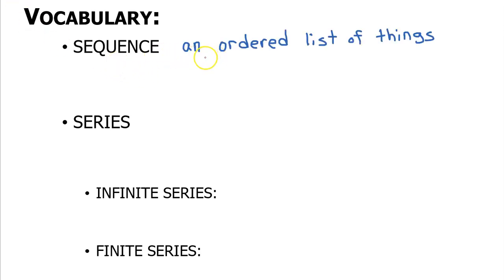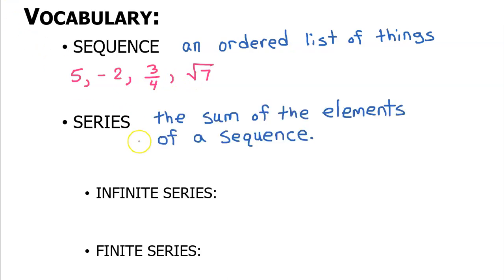A sequence is an ordered list of things. I'm keeping it very general. For example, this list is a sequence. The fact that it is ordered means that the order matters. If I changed the order, it would be a different sequence. A series is the sum of the elements of a sequence.